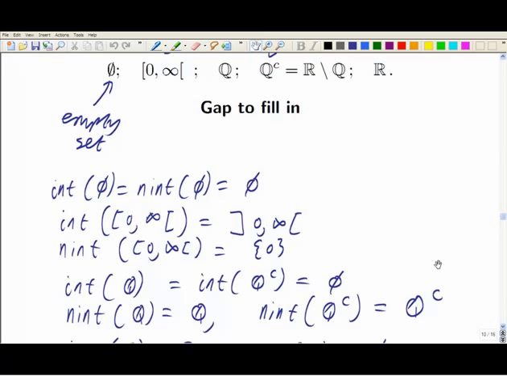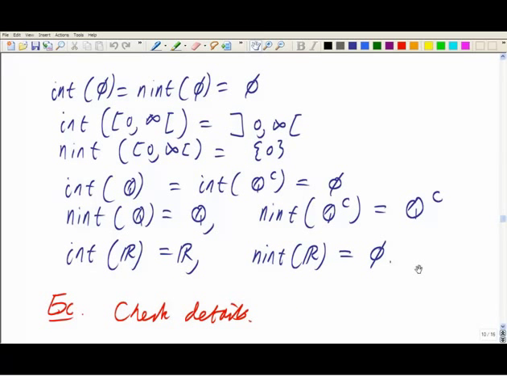The rationals had no interior points, and the complement of the rationals had no interior points. So the interior of Q is the empty set, and the interior of Q complement is the empty set. And the interior of the whole real line is just the whole real line, whereas the interior of the empty set was the empty set. And I left it to you to check the details of all of those.